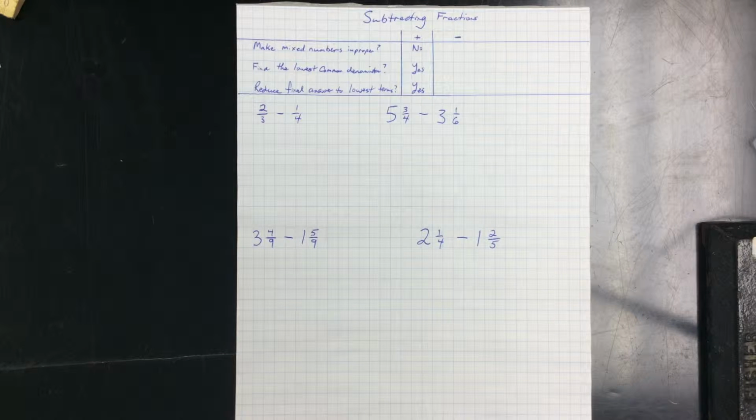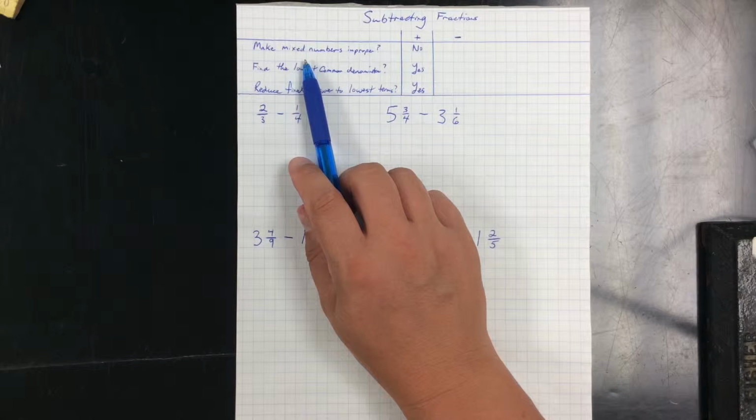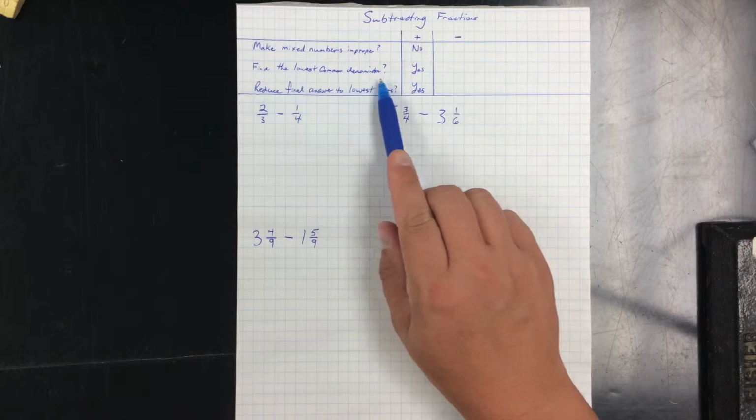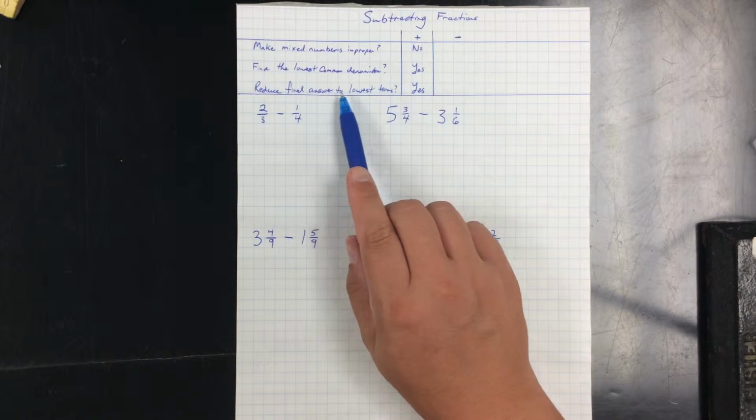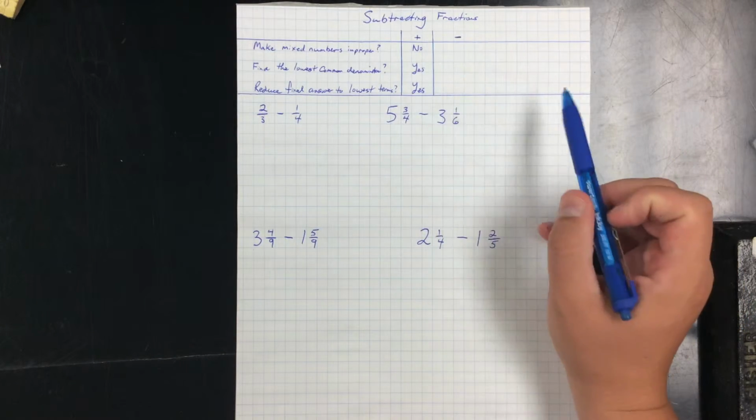Today we're going to be subtracting fractions. Last time we looked at adding fractions. We found out that we didn't want to make mixed numbers improper. We found that we wanted to find the lowest common denominator and we wanted to put our final answer in lowest terms. Subtraction and addition often work very similarly.